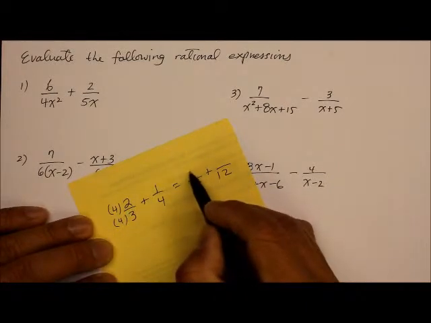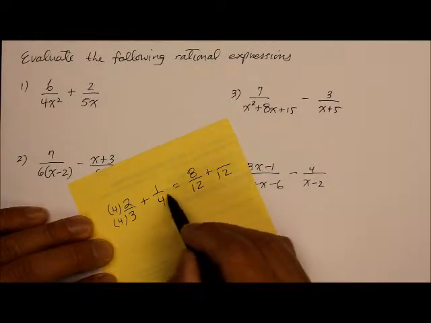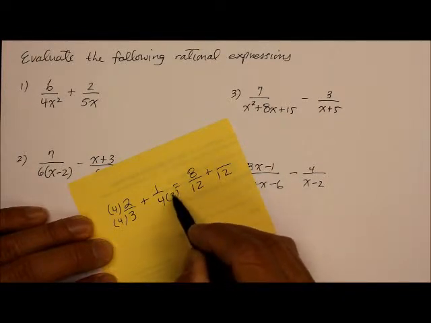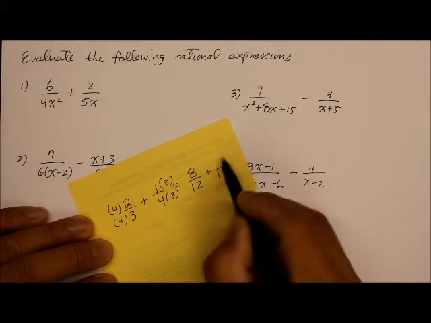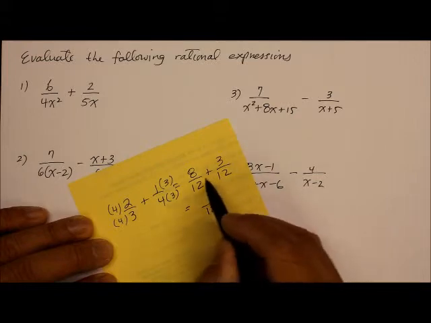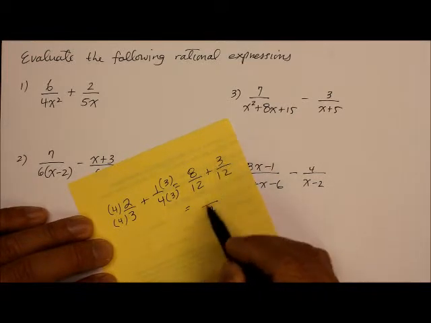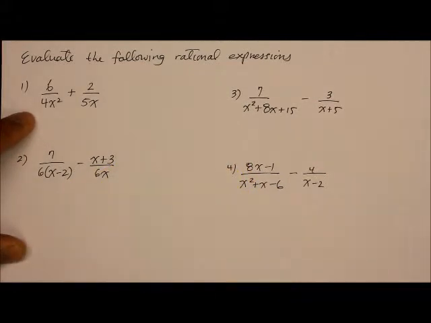So 4 times 2 is 8. Now, how does 4 become a 12? Well, you have to multiply a 3 to that one. But once again, whatever you multiply downstairs, multiply upstairs, so you get a 3. And then once you have a common denominator of 12, you evaluate the numerator. In this case, it becomes 11. Remember that? This is sort of the same thing.